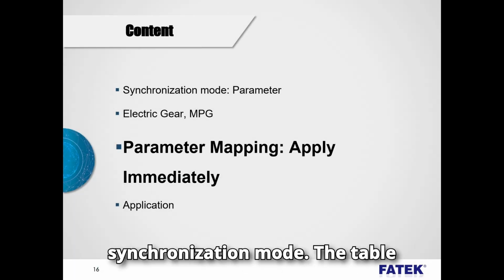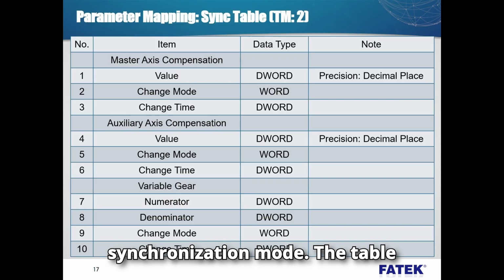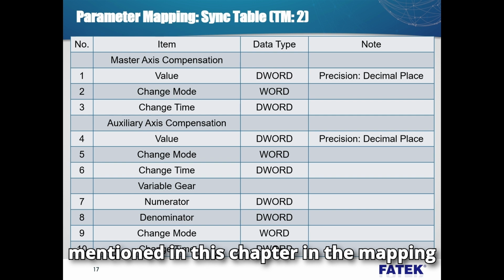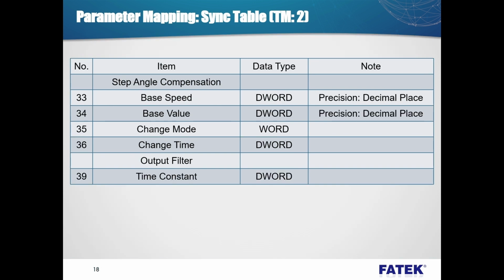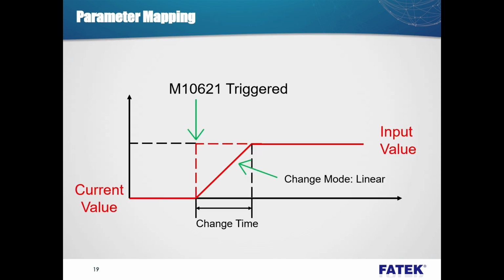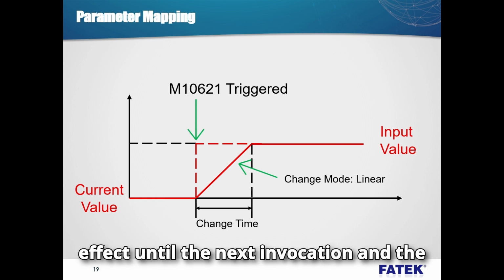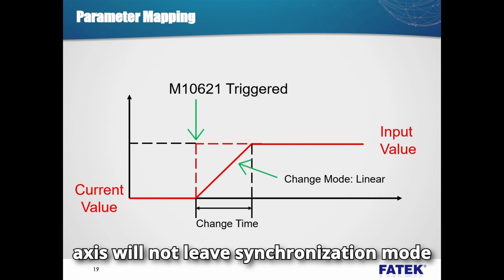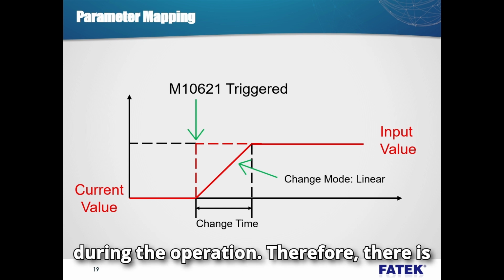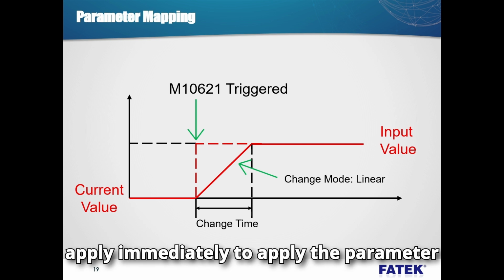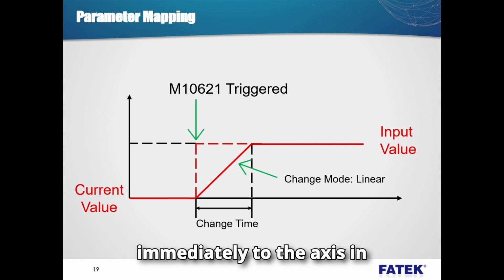Parameter mapping during the synchronization mode. The table lists the item numbers of the parameters mentioned in this chapter in the mapping table. The parameter mapping value will not take effect until the next invocation, and the axis will not leave synchronization mode during the operation. Therefore, there is a special relay, synchronization parameter apply immediately, to apply the parameter immediately to the axis in synchronization control.